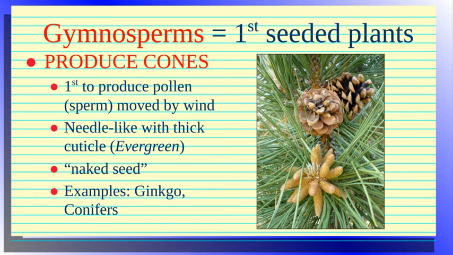So it's needle-like with thick cuticles. An evergreen pine tree. If you've ever touched a real Christmas tree, this is what they are. A pine tree is a Christmas tree. They have a naked seed, which means that it's not going to be coated in, like, a fruit. And the examples are ginkgos and conifers. Again, conifer is a type of pine tree. Pine trees are a type of conifer. And your Christmas tree would be an example.